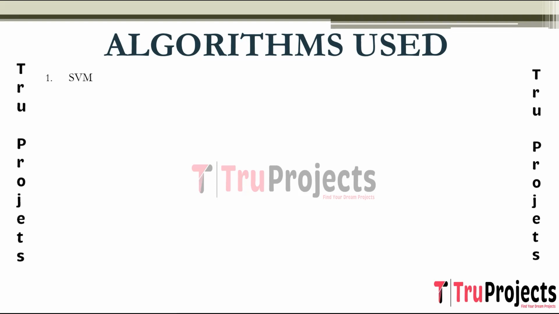The first algorithm is support vector machine. It is a supervised machine learning algorithm that aims to find a hyperplane in high dimensional space to separate data into classes. It maximizes the margin between classes, making it effective for classification tasks. In the project, SVM is utilized for its ability to handle high dimensional data and find optimal decision boundaries, making it suitable for hate speech classification.